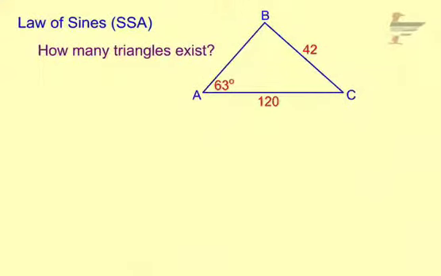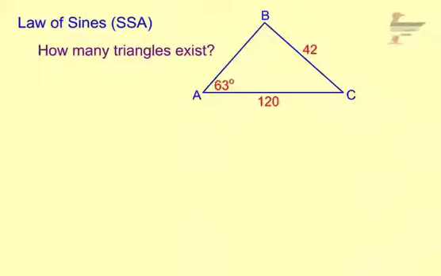We have a third video for Law of Sines, given the ambiguous case, side-side-angle. If you're given side-side-angle, there are many things that could be happening here. We could have one triangle, two triangles, or even no triangles that exist with this information. So the question is, how many triangles exist?